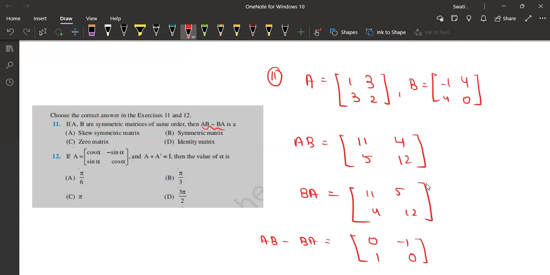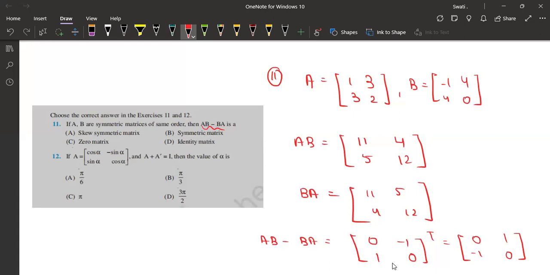And if I look at AB minus BA and do the transpose of this, what will I get? I will get the first row as the first column. That is simply going to be 0, and this will become 1. This is negative 1 and 0, right? Correct? And you can see that we have AB minus BA as this, and if I do the transpose of this, I am getting this answer.